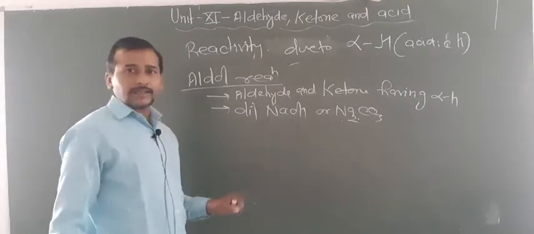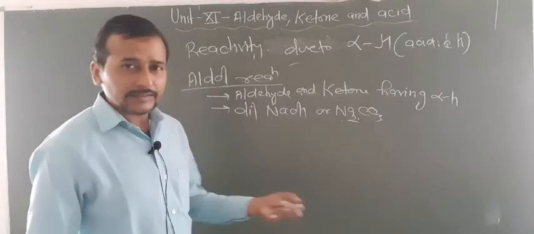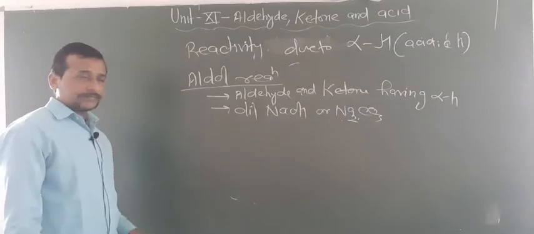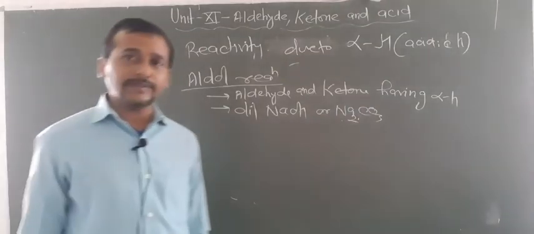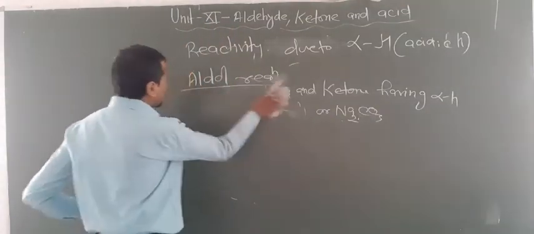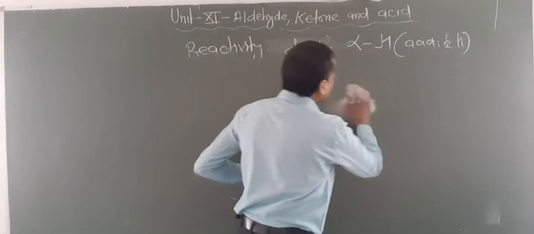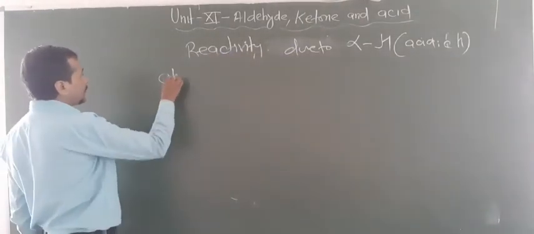So formation of aldol and ketol is known as aldol reactions, and formation of unsaturated alpha beta aldehydes and ketones is known as aldol condensation. So two types of reactions may be asked, one aldol reaction and one aldol condensation. Now look at how the reactions can happen. First of all, we have taken the example of an aldehyde.